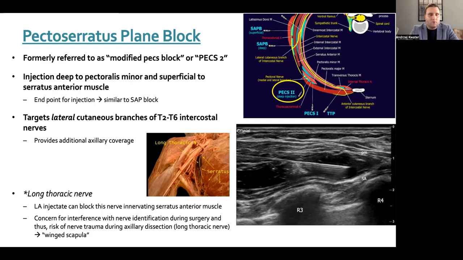So that's an important point and something that needs to be discussed with the surgeons, because there is concern that by blocking this long thoracic nerve, which supplies the serratus anterior muscle, oftentimes surgeons would like to identify this nerve when doing an axillary dissection. And so if there's no response from the nerve since it was blocked with this fascial plane block, there's concern for risk of nerve trauma during axillary dissection, which could lead to what we refer to as wing scapula if that long thoracic nerve is damaged.